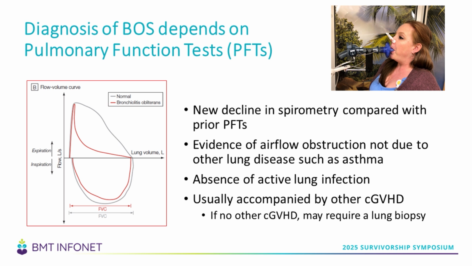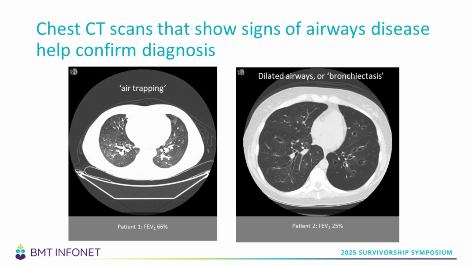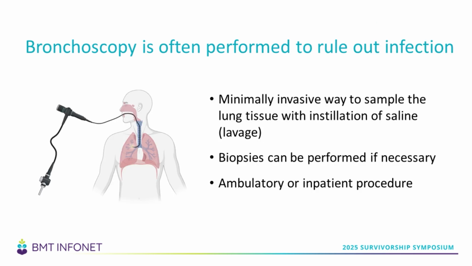You shouldn't have an active lung infection, and it's usually accompanied by other signs of graft-versus-host disease in other parts of your body. For diagnosis, the CT scan of the chest sometimes will show so-called air trapping, where you can see areas that look too dark, where the air is not leaving the lungs properly. Sometimes you can get dilated airways, which is a sign of late disease, and this is also called bronchiectasis. Those are confirmatory pieces of information that help us hone in on the diagnosis.